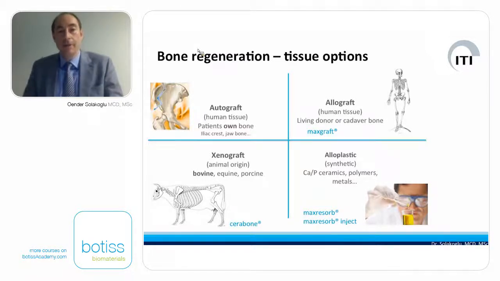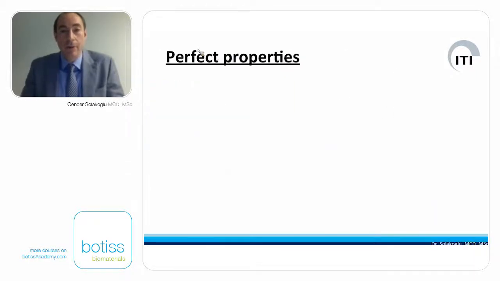Alloplastic materials are synthetic materials, and the widest use is basically the calcium phosphate, the ceramics, the polymers. We all know those materials, and we will also talk a little bit about the advantages and the disadvantages of those materials tonight. And an example for this material is, for example, MaxResorb or the MaxResorb Inject by the botiss company.